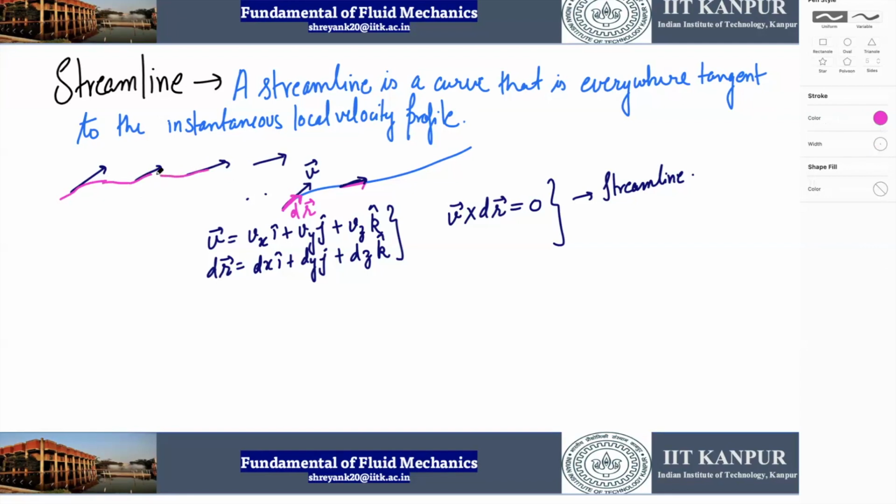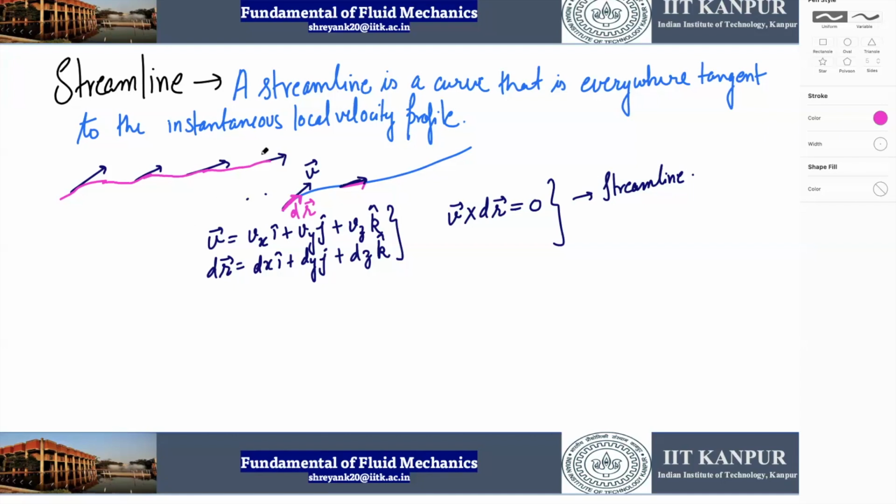The streamline is basically the path followed by fluid. My magenta line is the streamline, which is locally parallel to the instantaneous velocity vector. That is what a streamline is.